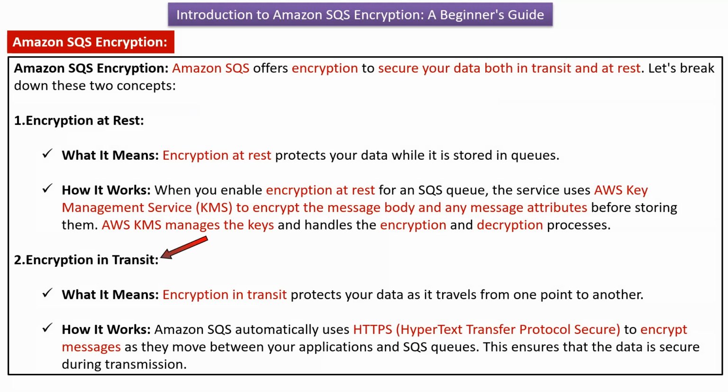Next, we will see encryption in transit. Encryption in transit protects your data as the data travels from one point to another point. Amazon SQS automatically uses the HTTPS protocol to encrypt the messages as the messages move between your applications and SQS queues. This ensures that data is secure during the transmission.